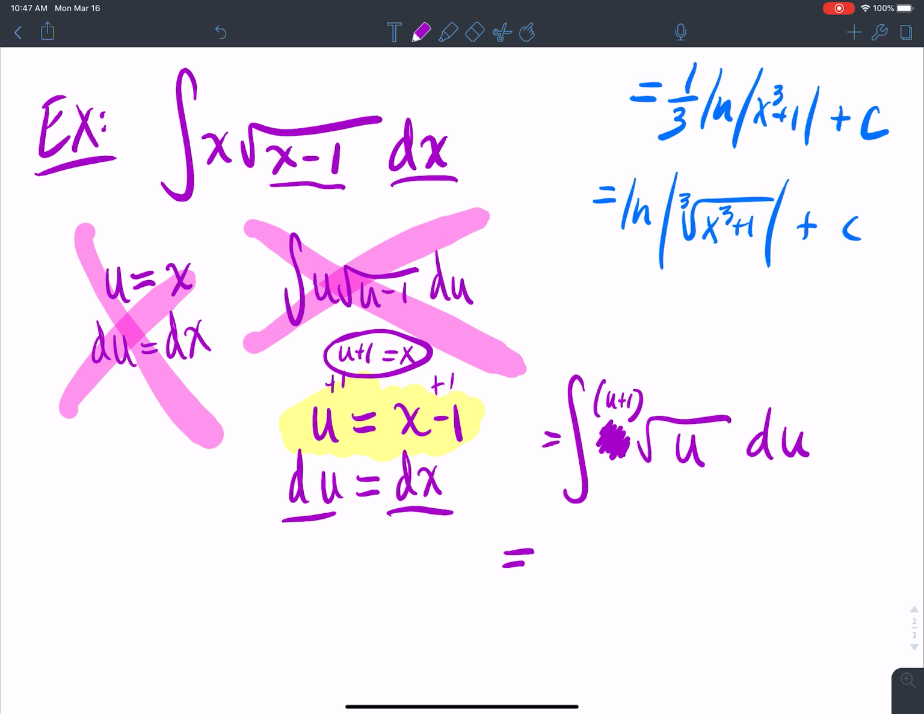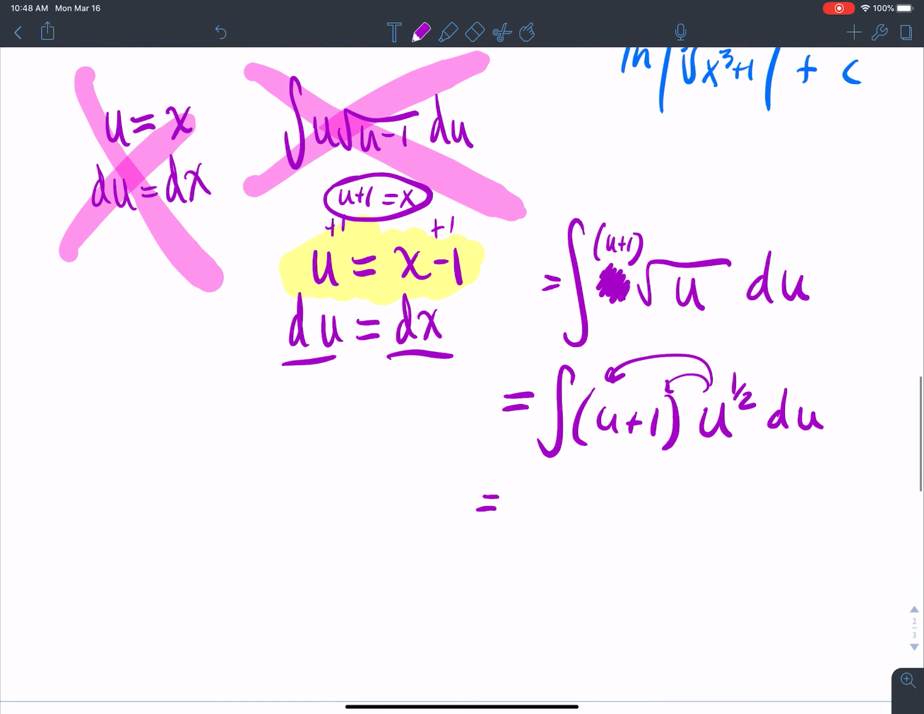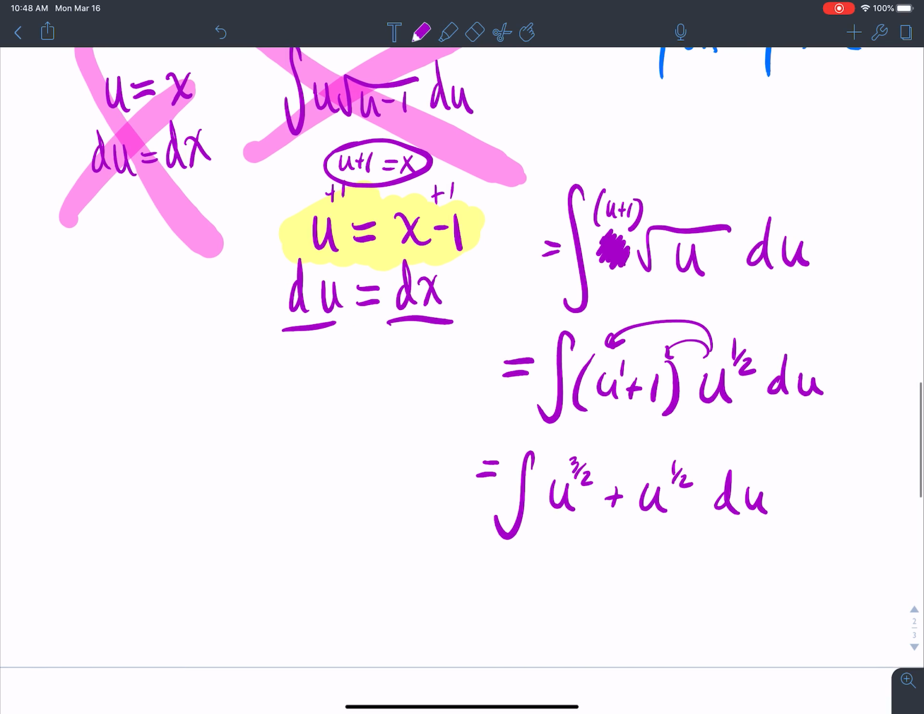Okay, what do I mean by that? That square root of u can turn into u to the 1/2 right there. And what can I do? I can distribute this to each piece in here, and I get u to the 1 and 1/2, same base, add the exponents, that's 3/2. And then plus u to the 1/2 times 1, that's u to the 1/2 du, okay?